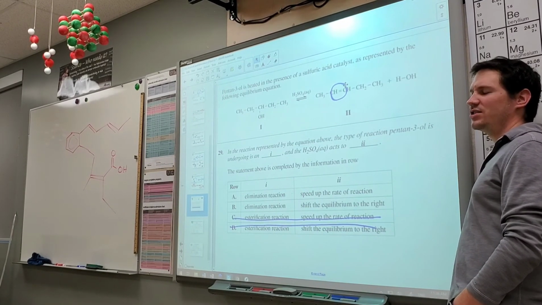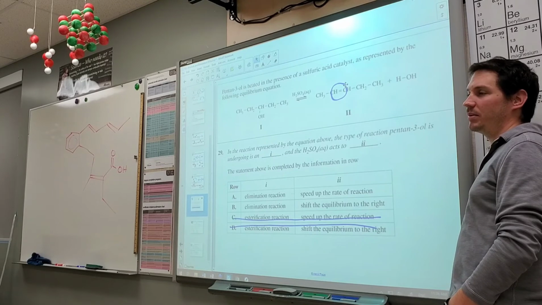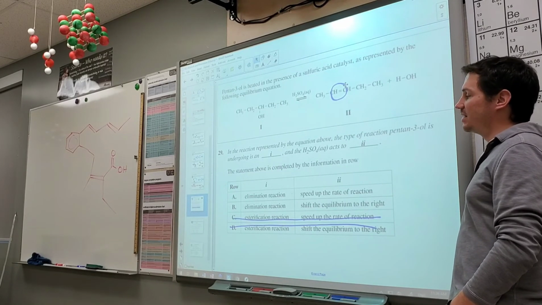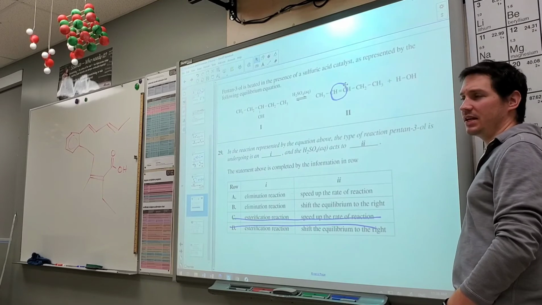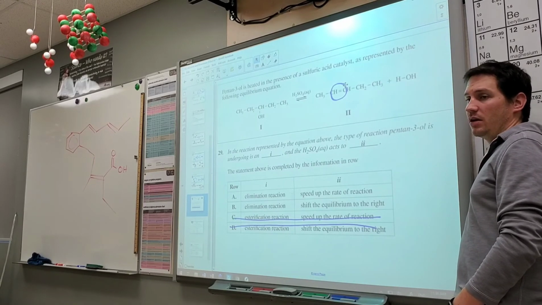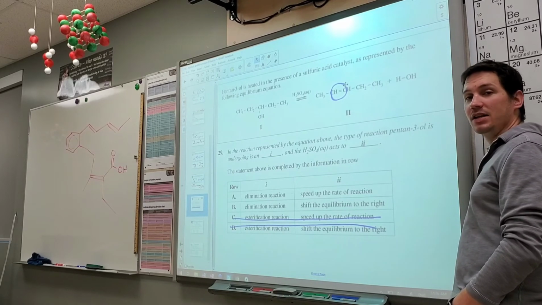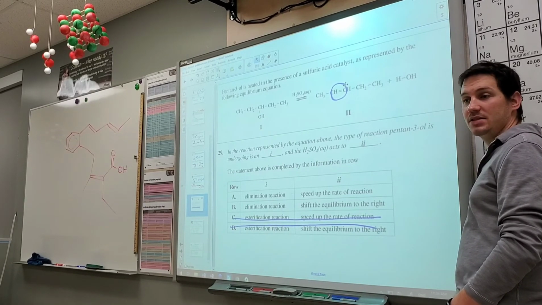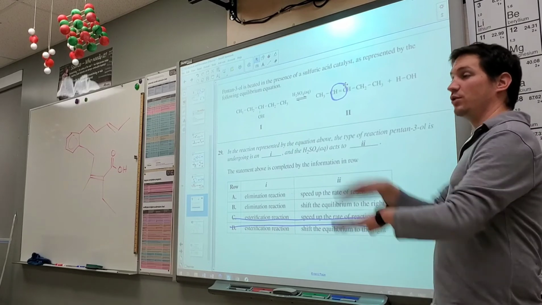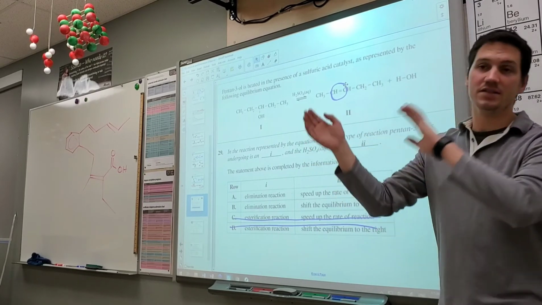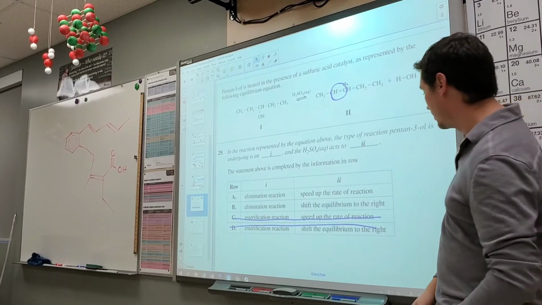Now, last question. The acid, the sulfuric acid. Where do you see it? Above the arrow. What does that mean? It's a catalyst, and what is the only job of a catalyst? To lower the activation energy, therefore speeding up the reaction, right? So it's A.